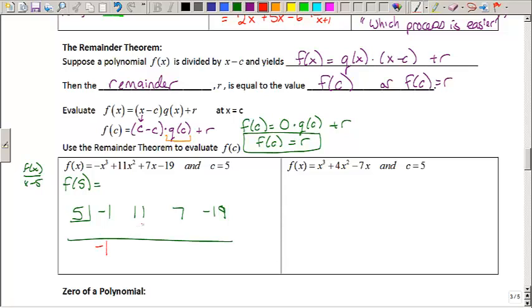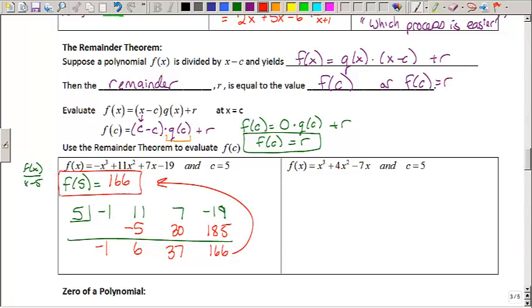I'm going to drop my first coefficient, multiply, add down, multiply, add. 7 plus 30 is 37. 37 times 5 is 185, and 185 minus 19 is 166. So I know that f of 5 is equal to the remainder, which is 166. And I figured that out without having to do lots of large numbers. These numbers here at the end got a little large, but I'm promising you that they're going to be less than the numbers you might see in the process of evaluating f of 5.